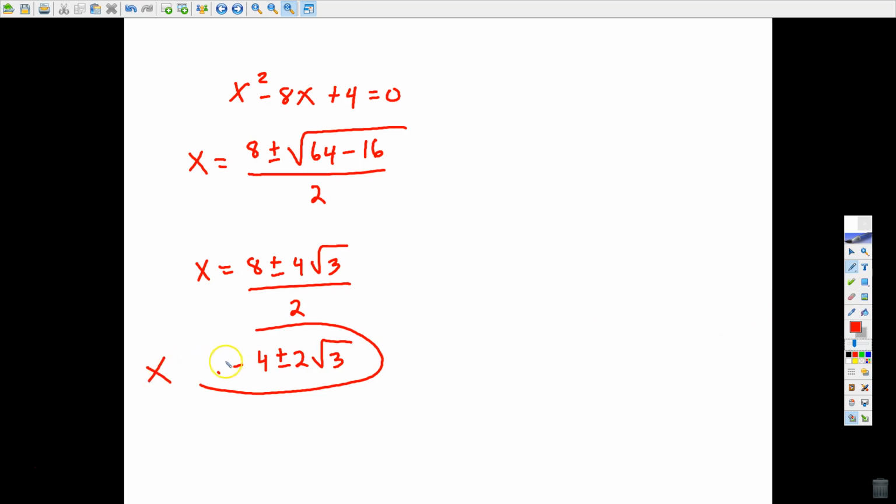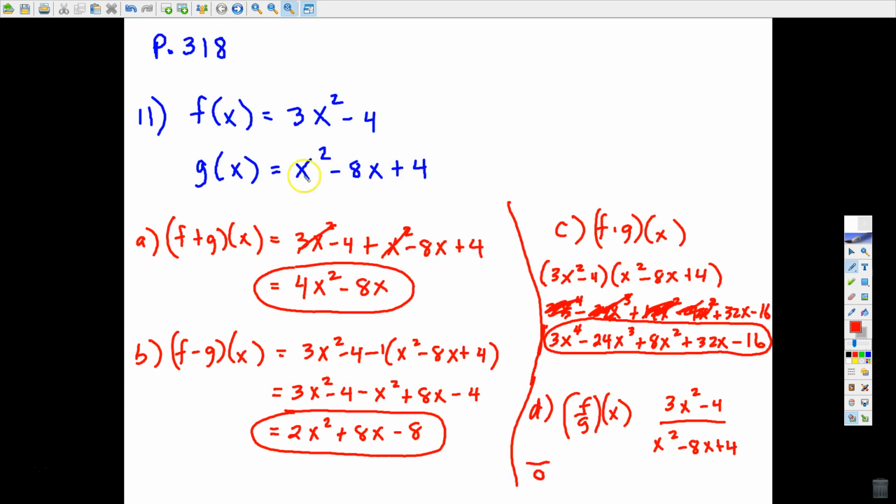We cannot let x be negative 4, or positive 4 actually. 4 plus 2 times the square root of 3 and 4 minus 2 times the square root of 3 both have to be outside of the domain, or in other words, we're going to restrict our domain. We cannot let x be these two numbers, because if we did, we would create a division by 0.